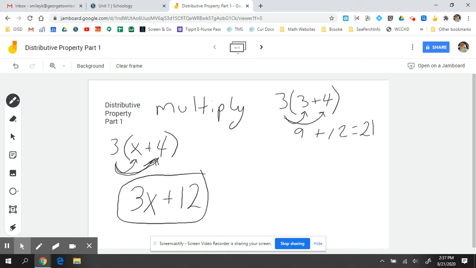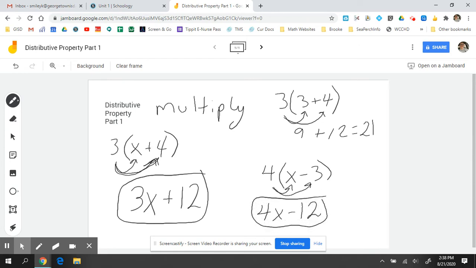So for the next example, maybe we have 4(x - 3). We're going to multiply: 4 times x is 4x. Bring down our minus sign. What is 4 times 3? And you get 12. And again, we're going to leave it just like this. Can't do anything else to it. So let's go to more examples.